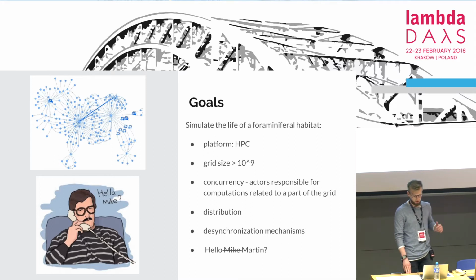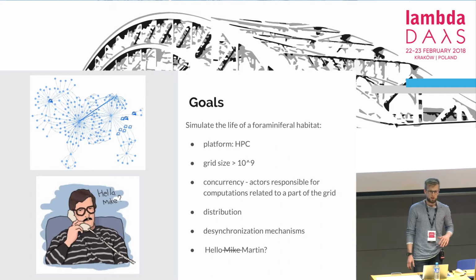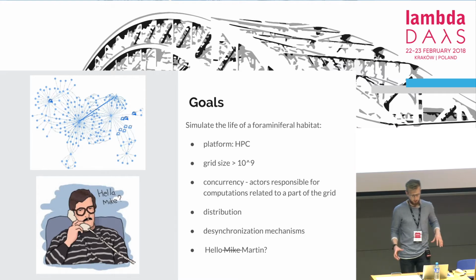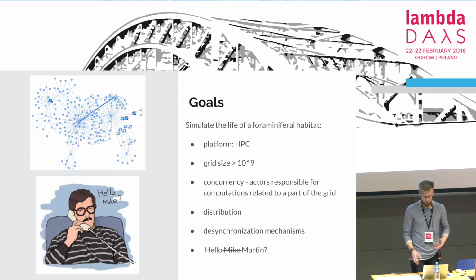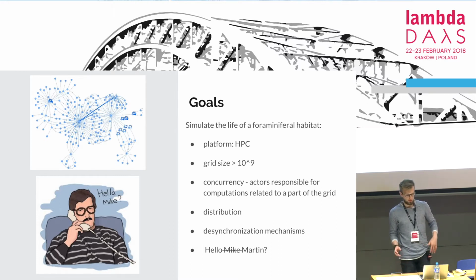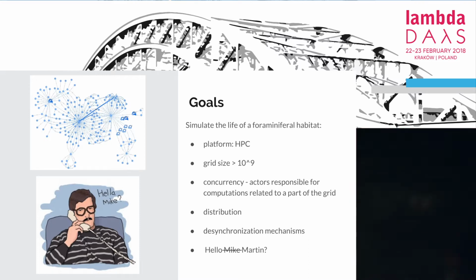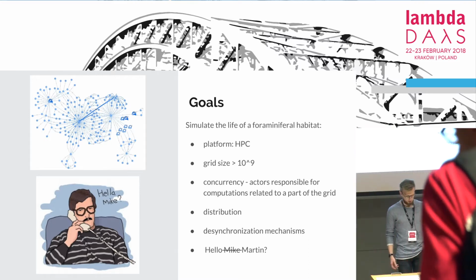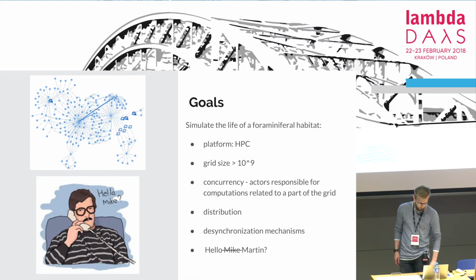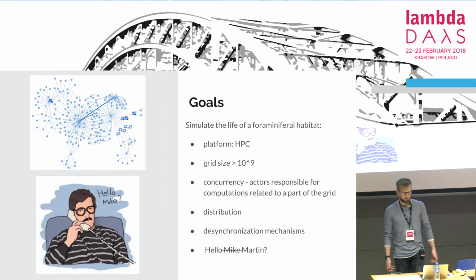And we wanted to manage concurrency with actors by splitting the grid and having worker actors perform computations over a part of a grid. Then we wanted to distribute such actor model over a cluster. And also introduce some desynchronization mechanisms that would allow us to perform even better in such setting. And most of all, we wanted to do better than the Erlang group.